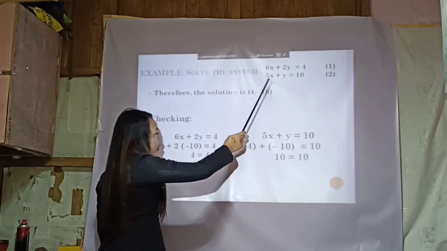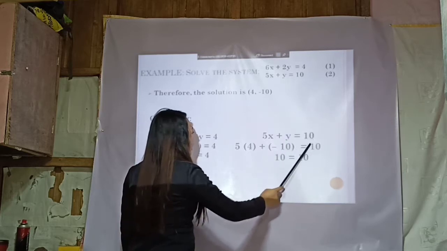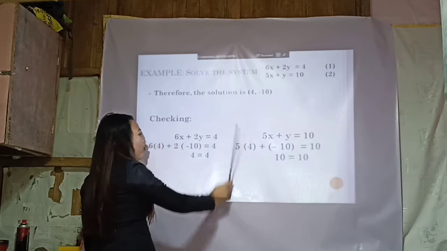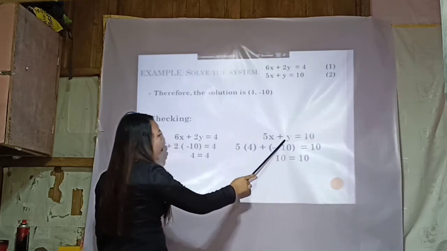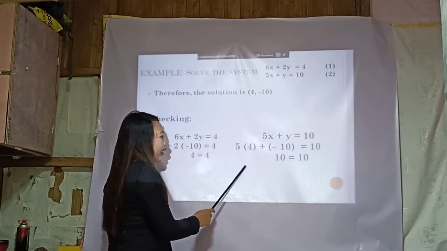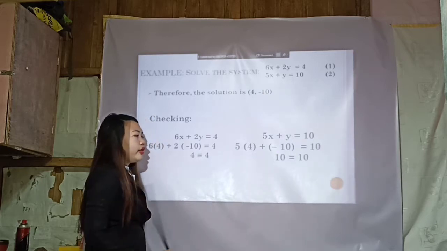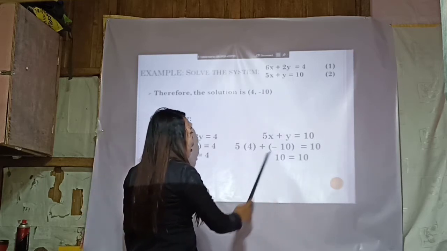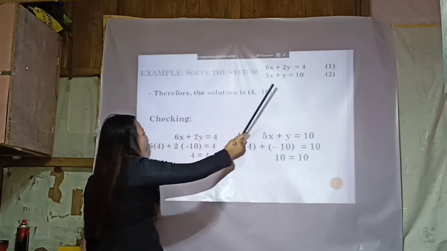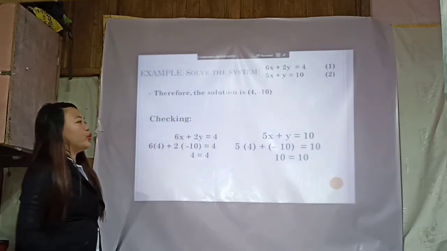Next is the second equation, which is 5x plus y is equal to 10. Then, the value of x is equal to 4 and the value of y is equal to negative 10. So, 5 times 4 is equal to 20. Then, minus 10 is equal to 10. Therefore, both sides are the same. Therefore, equation number 2 is also true.